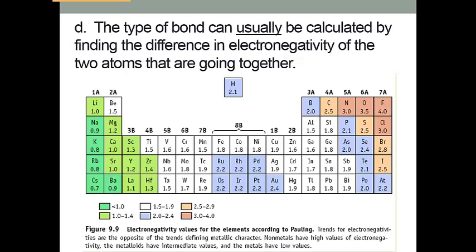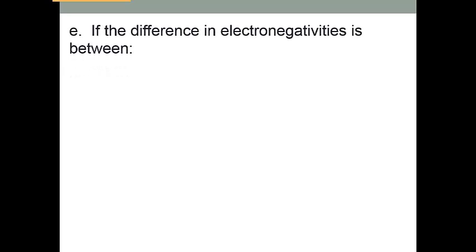So here is this picture again. Notice inside the box there's a number that is representing how electronegative the element is. So in other words, does it want to hold on to the electrons or does it want to lose the electrons? That's what those numbers are representing. And if we just look at the difference in the electronegativities, difference means you have to subtract them.